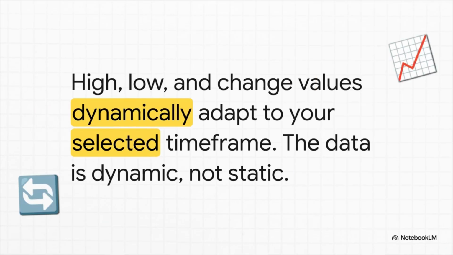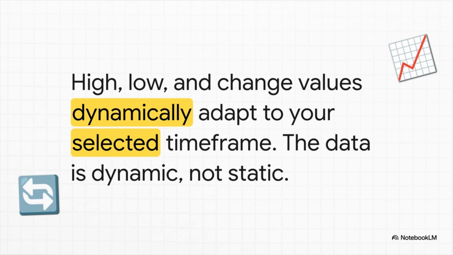And this is a really crucial point. All the data is period aware. What that means is, when you click a time frame, it's not just the chart that changes. The high, the low, the change, everything adapts. So the 1-year view shows you the 52-week high, while the 1-day view shows you today's trading range. The data is truly dynamic.